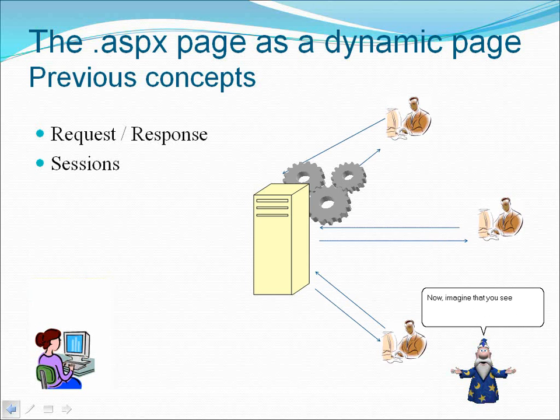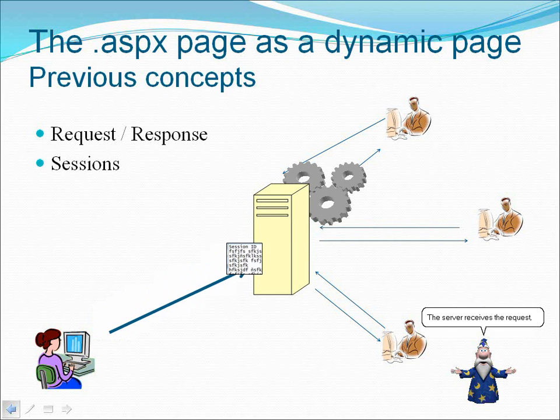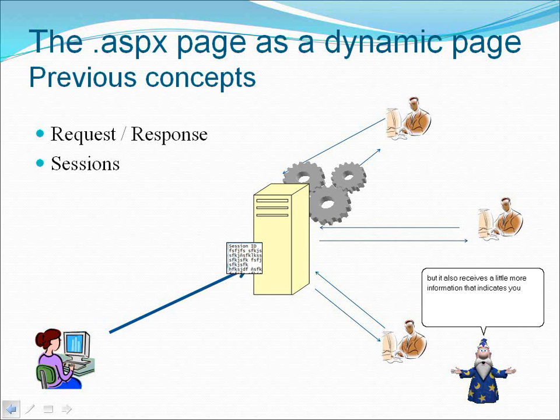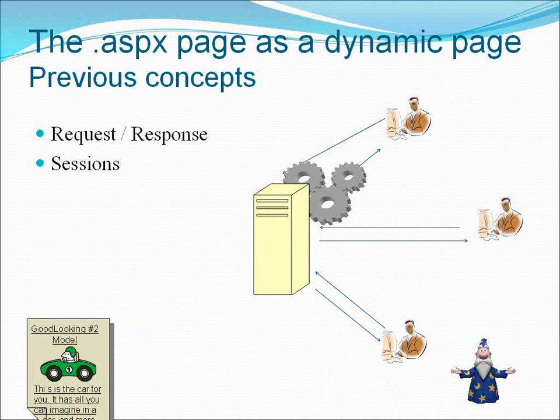Now, imagine that you see another car and want to know more about the good-looking car number 2 model, or a comparison between good-looking car number 1 and good-looking car number 2. So you make another request to the server. The server receives the request, but it also receives a little more information that indicates you are the same person who made a previous request a few moments ago. So it can't get confused.